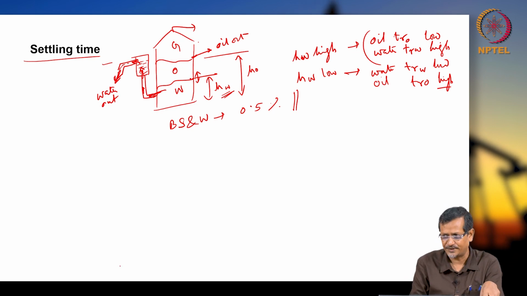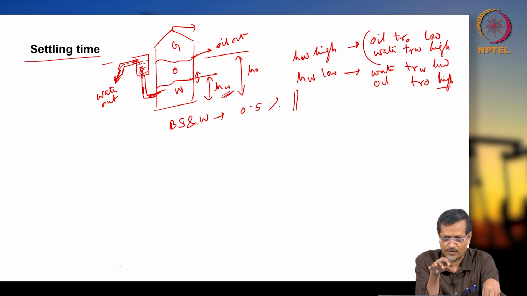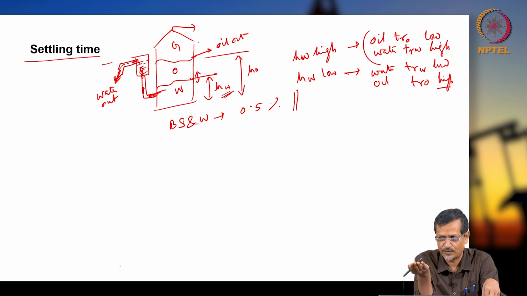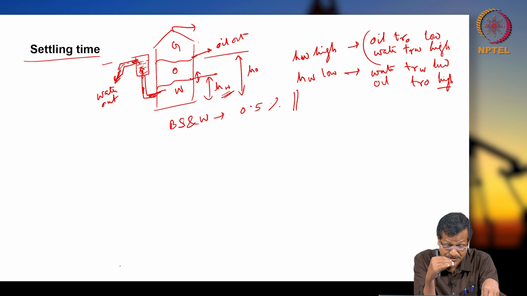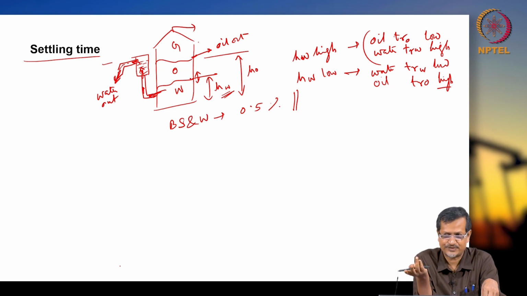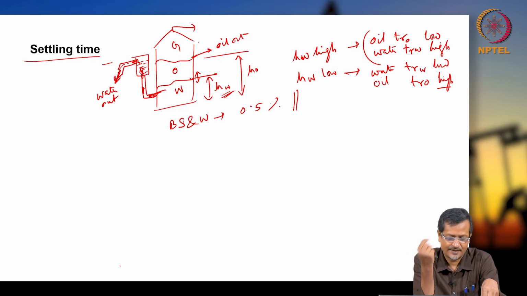So, one water level will be there outside. Using that, you are controlling the water level, and controlling the water level means you are changing the interface level. When you are changing the interface level, you are changing the retention time actually, how much time you are allowing. Okay.